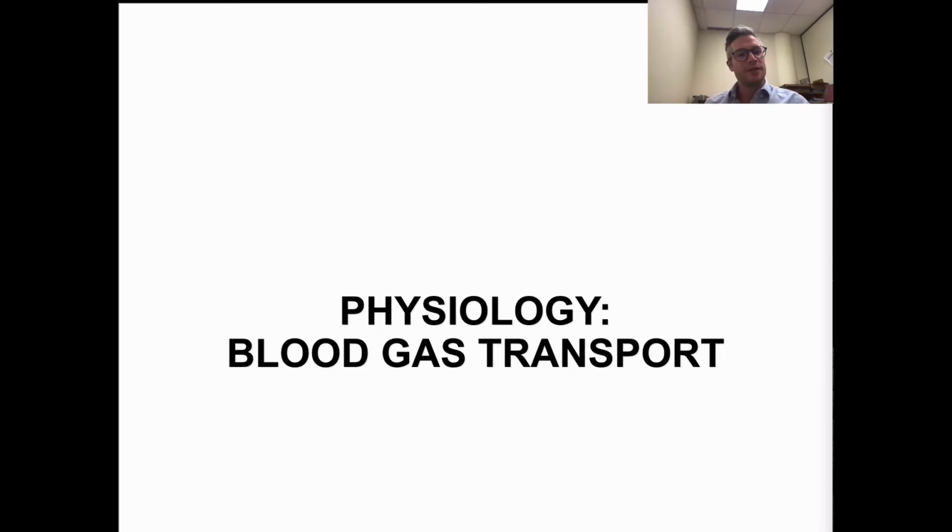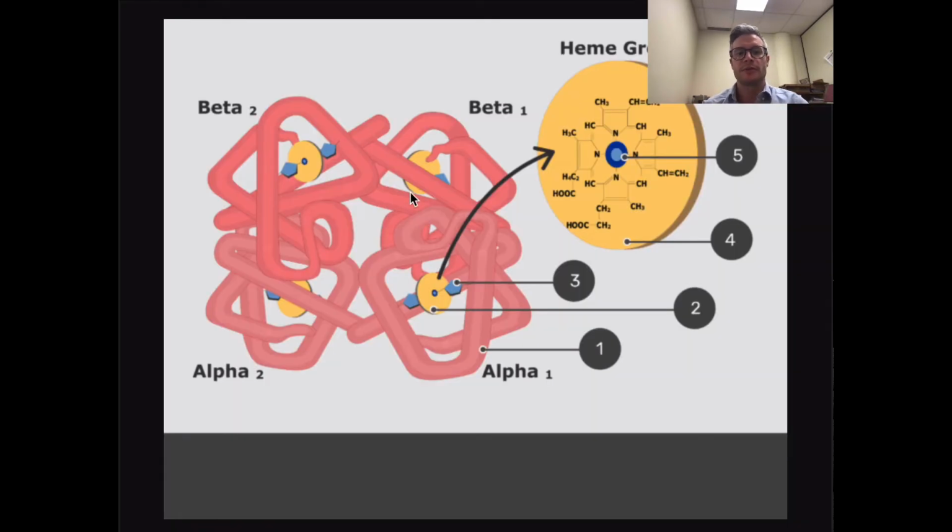Hey everyone, welcome to the blood gas transport lecture of our respiratory system chapter. I'm going to start off with a very brief review of something we've already covered. It was to do with our blood. So this is a hemoglobin molecule and it's found in our red blood cells.